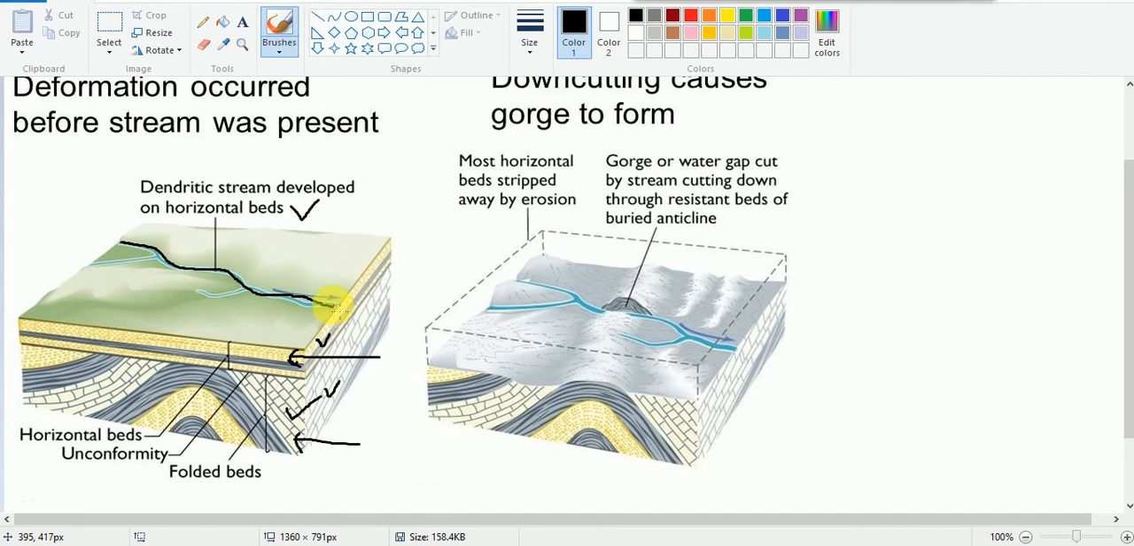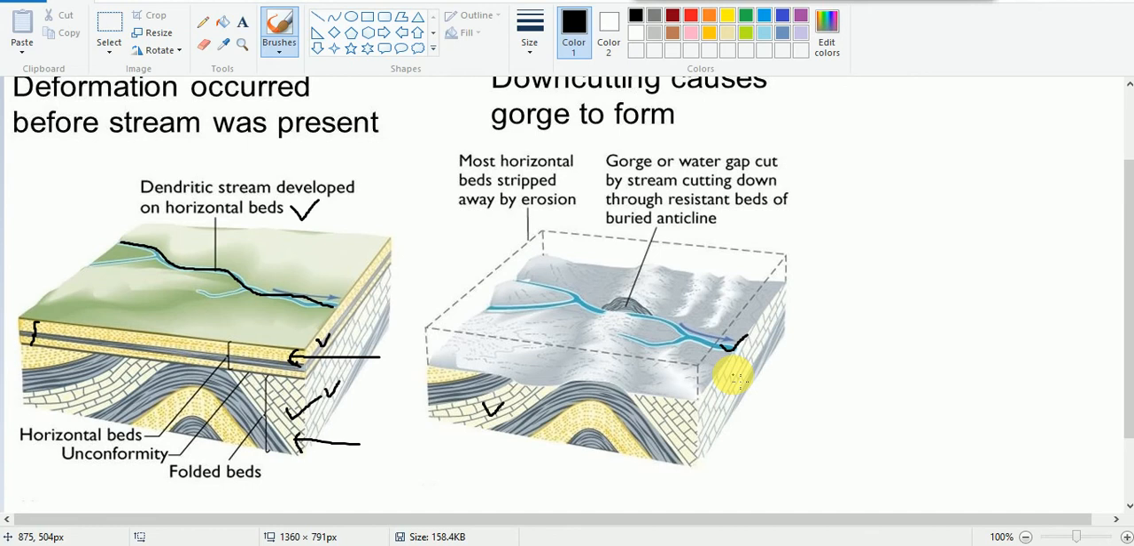Okay, and as time passes, the river starts downward cutting, and these horizontal beds have been removed due to the erosion process. The underlying rock structure, that is this folded structure, is exposed, and the river starts cutting. As you see here, the river starts cutting on the newly exposed folded structure, and such a type of river is known as superimposed.